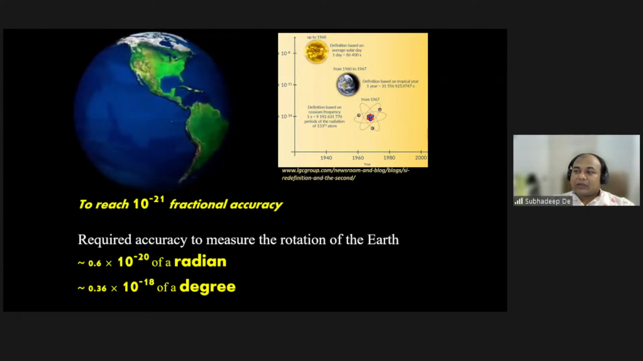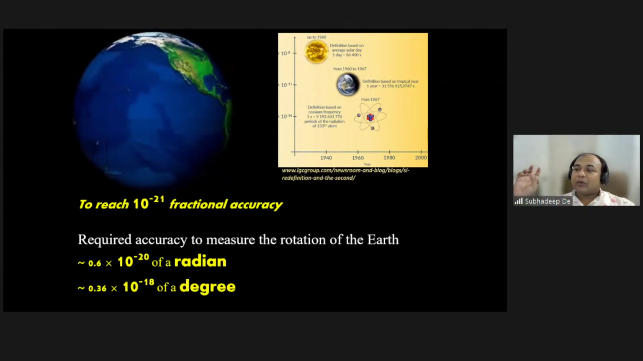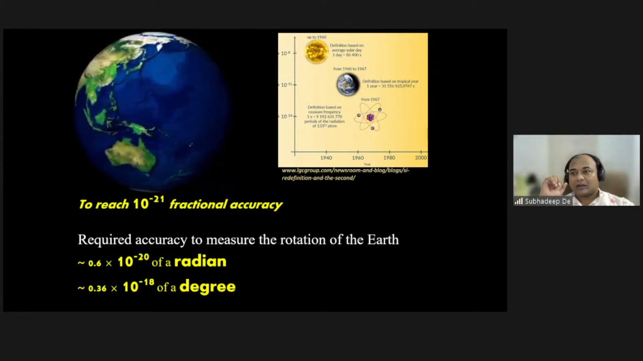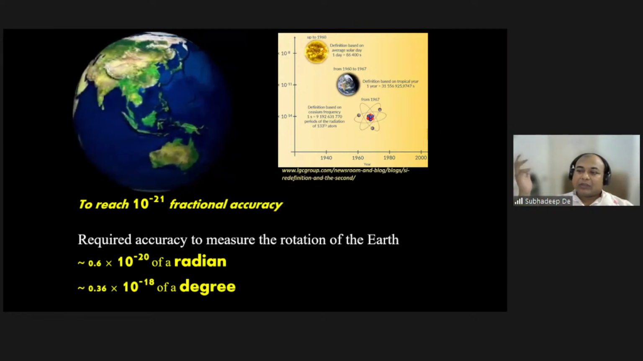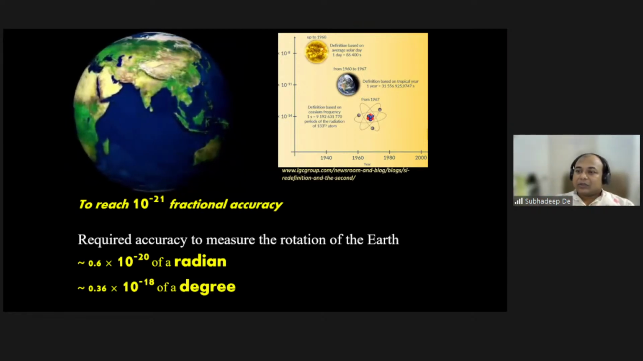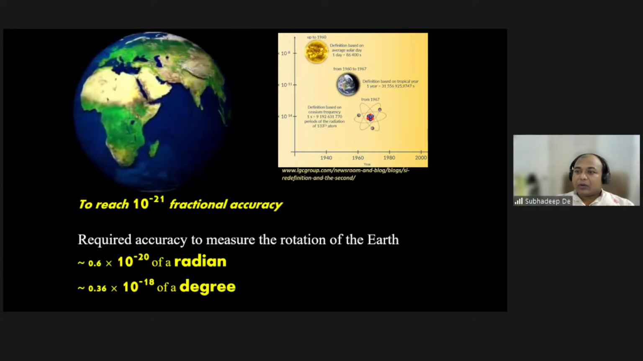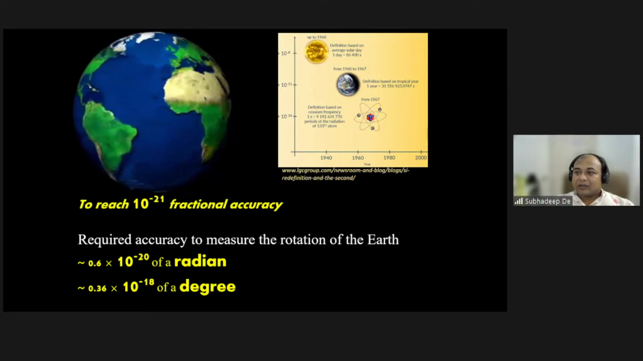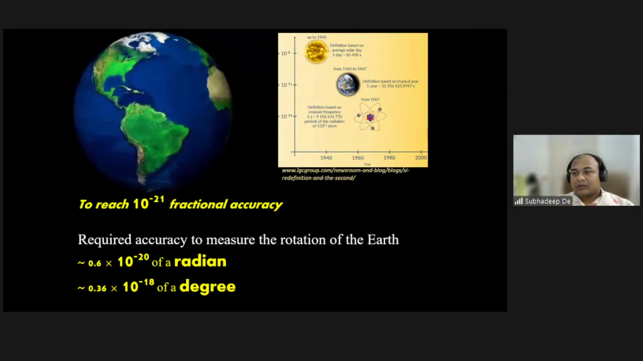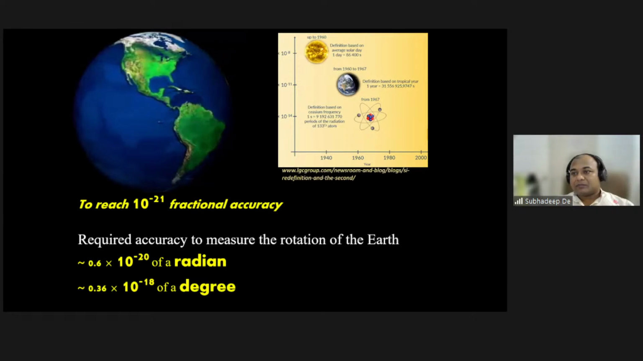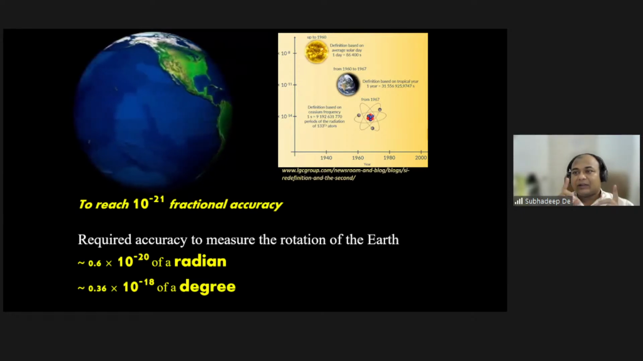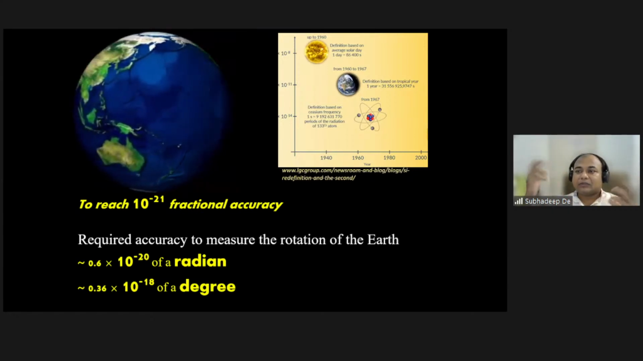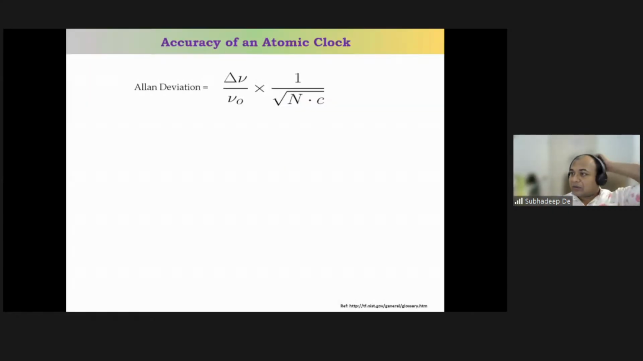So what can you do then? You can take an oscillator which oscillates very fast, not a very slow moving thing like the Earth, which oscillates something like, let's say, 10 to the power 15 times per second. And then you can make a much more accurate clock. That is the basis to make a more accurate clock. So basically, in a nutshell, if you have to make a better clock, you have to take a faster oscillator.